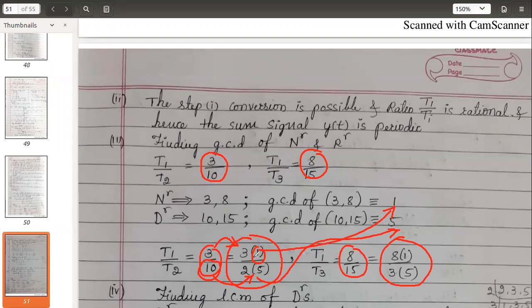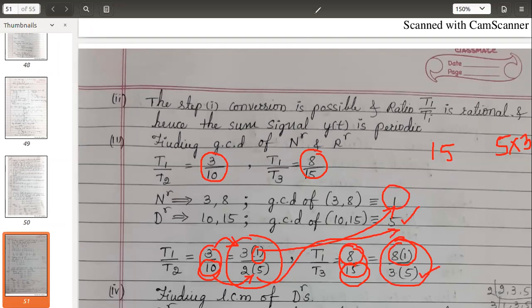So you have to represent the ratios T1 by T2, T1 by T3 in the form of GCD. See, for 8 by 15, how I have written? 8 is in the numerator, so apply the numerator GCD: 8 into 1. The denominator is 15, and the denominator GCD is 5. Represent 15 as a multiple of 5. 5 into what is equal to 15? 5 ones are 5, 5 twos are 10, 5 threes are 15, so 5 into 3.